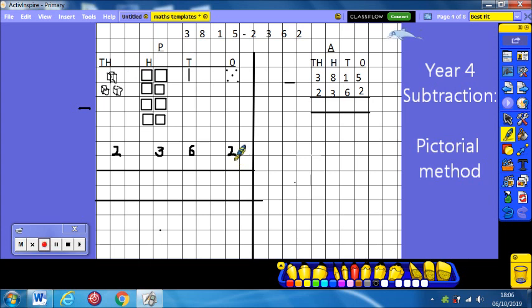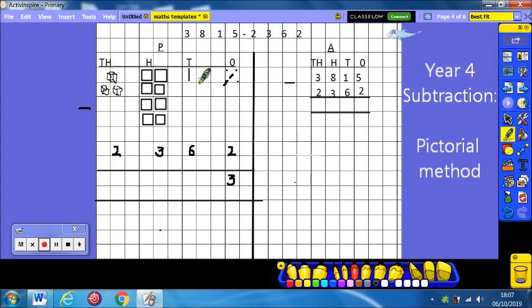So I've got to take away 2 ones from 5 ones, and I'm going to do that by simply crossing them out. So here we go. 1, 2, and you can see I've got 1, 2, 3 ones left. I should have said, just like addition and subtraction in all of the year groups, we always start in column addition and subtraction on the right hand side, which is why we're doing the ones first.